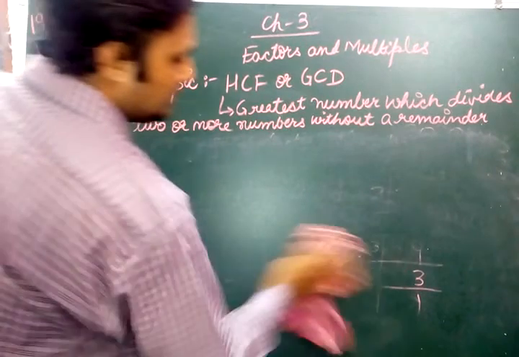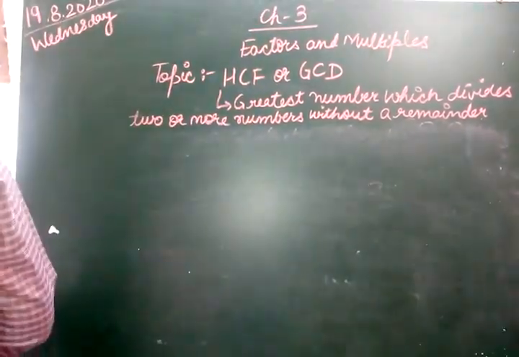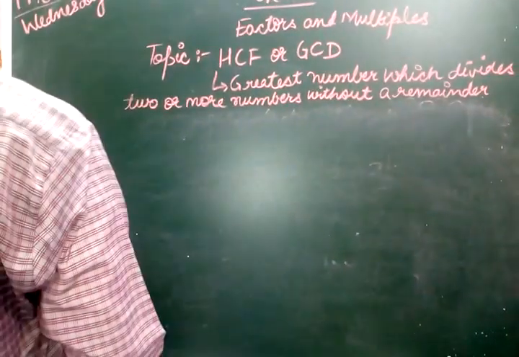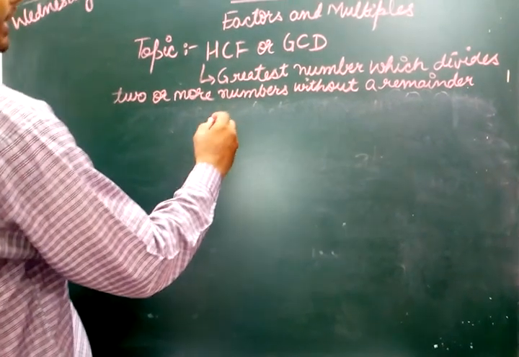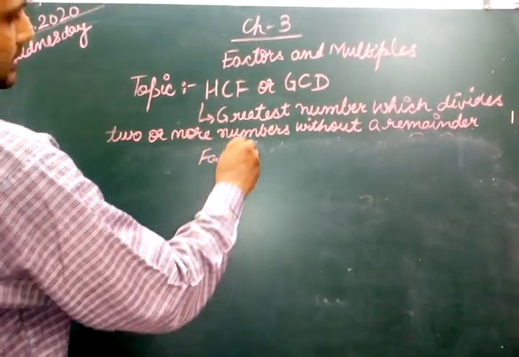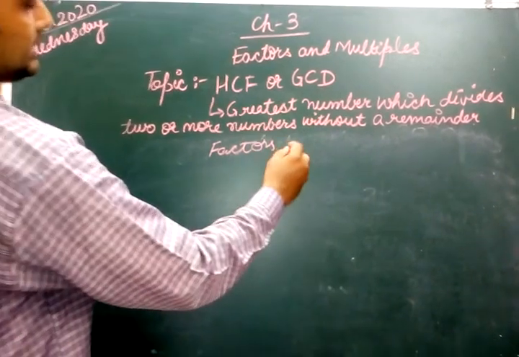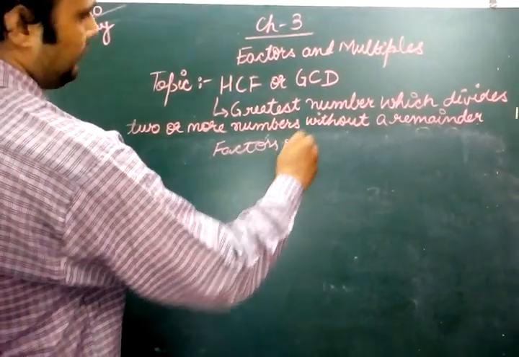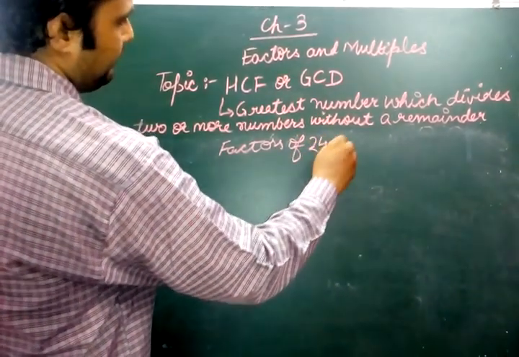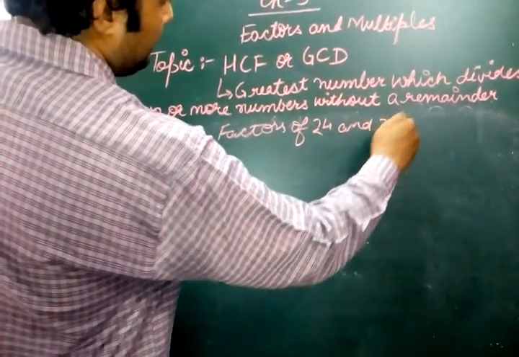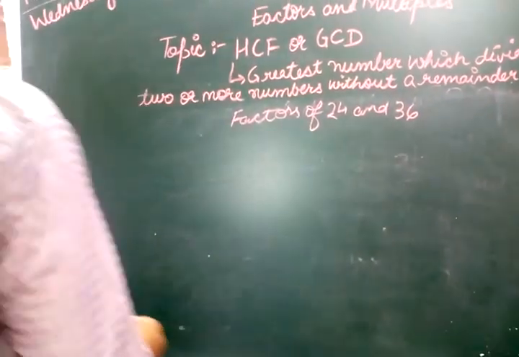So, we will discuss some more examples. First, we will find the HCF by factors. This is the question from your exercise: the factors of 24 and 36.